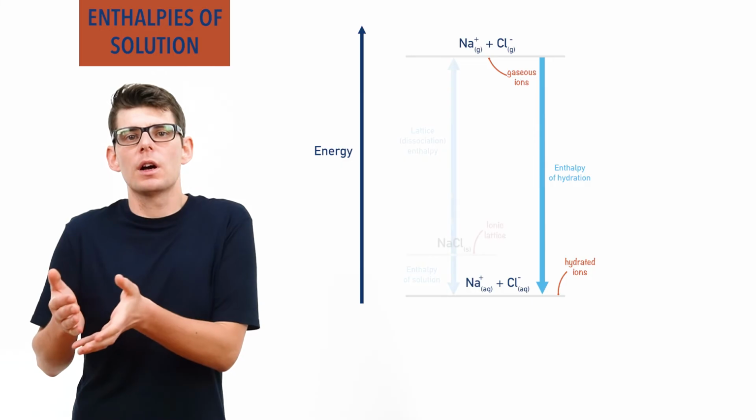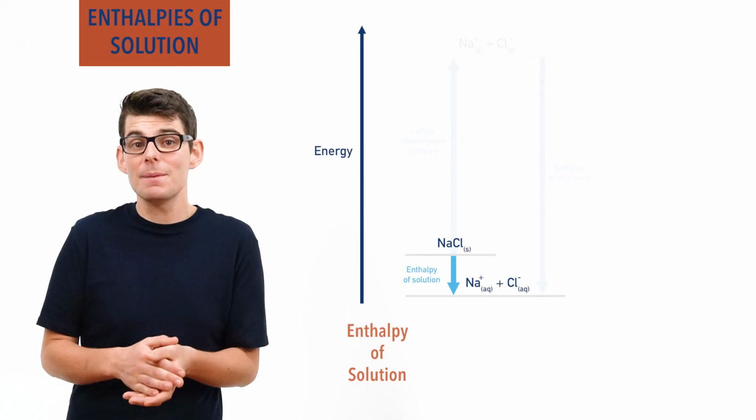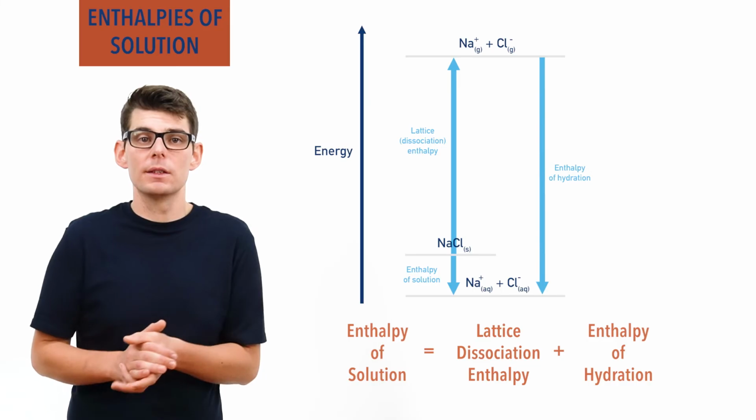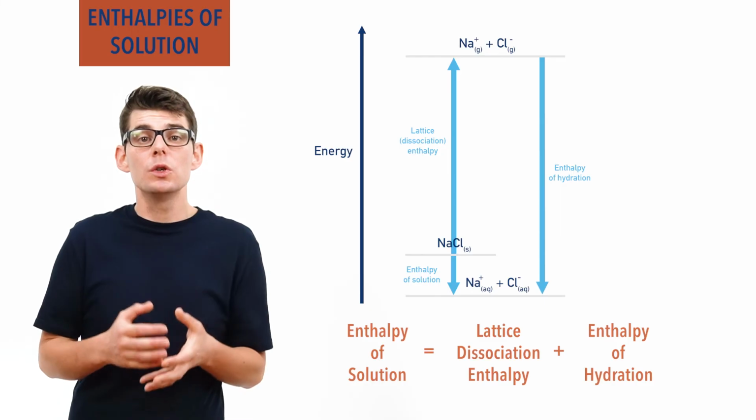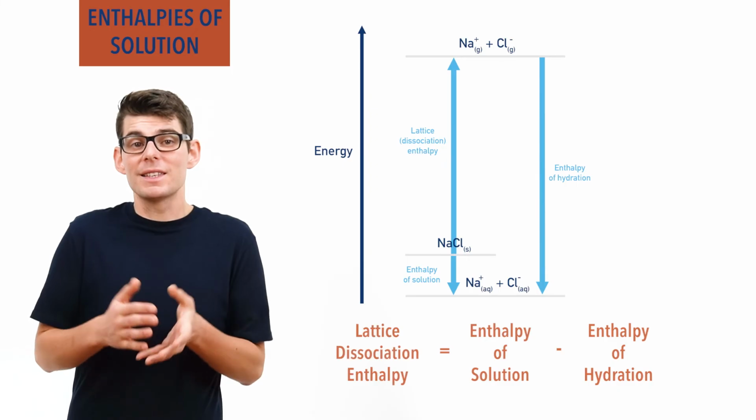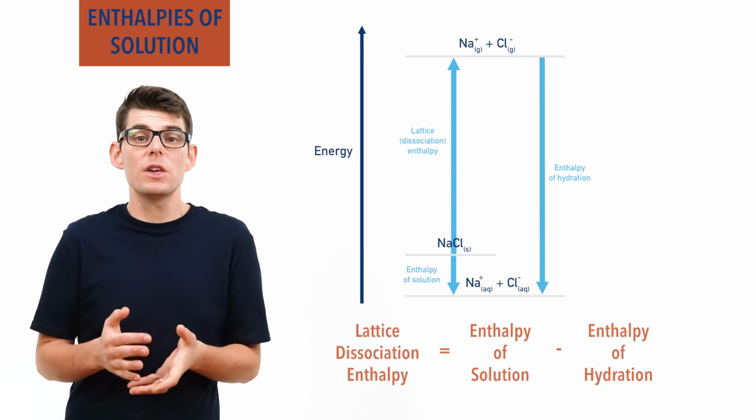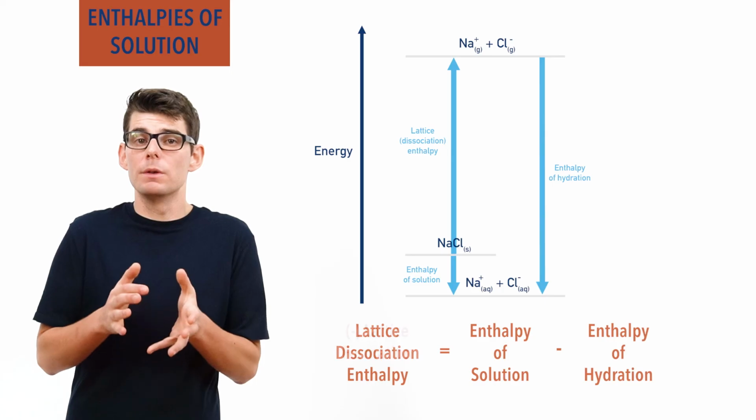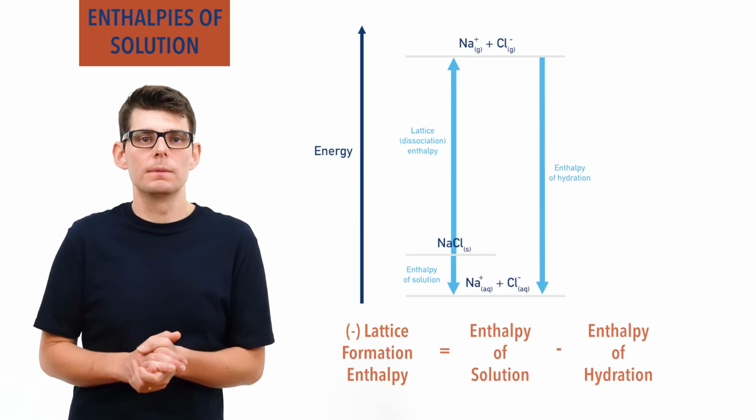By using this Born-Haber cycle and Hess's law, we can see that the enthalpy of solution for a compound is the same as its lattice enthalpy of dissociation and enthalpy of hydration of ions in the lattice. As we can measure the enthalpy of solution and enthalpy of hydration, we can use these values to find the lattice dissociation enthalpy of the lattice. As lattice dissociation enthalpy is the same value but with an opposite sign as lattice formation enthalpy, this method can be used to find lattice enthalpies of formation. This is why you may see minus lattice enthalpy of formation written instead of dissociation in the cycle.